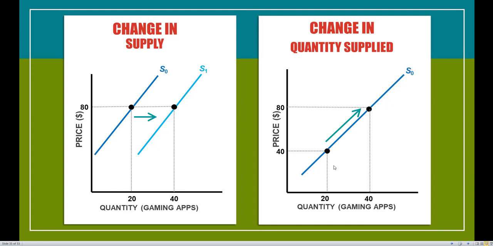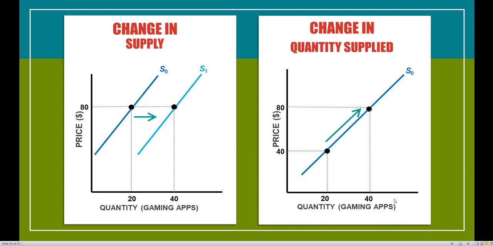So suppose that I tell you that initially we had a price of $40 for these gaming apps, and this tells us that we are going to have 20 units of these apps being supplied. But the price of these gaming apps increases from $40 to $80, and now 40 units of these gaming apps are being supplied in the marketplace. So here, as we change the current price of the good from $40 to $80, the quantity supplied has increased. This is the law of supply in action.